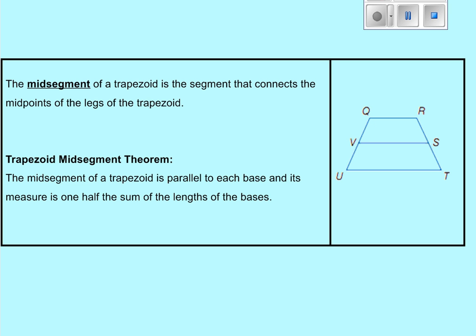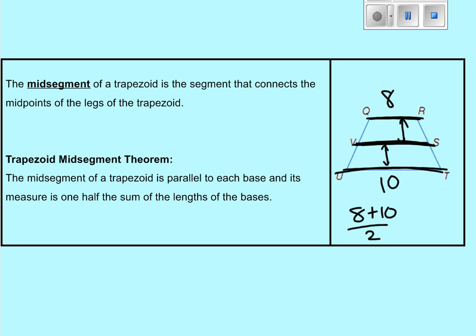So the mid-segment is almost exactly what it sounds like. It is halfway between the top and the bottom base. So this distance is going to be congruent to this distance. It's exactly halfway. And here's what's fun: it's parallel to each base, and it is equal to half of this plus this. So if this is 8 and this is 10, the mid-segment is going to be 8 plus 10 divided by 2. So the mid-segment would be 9.